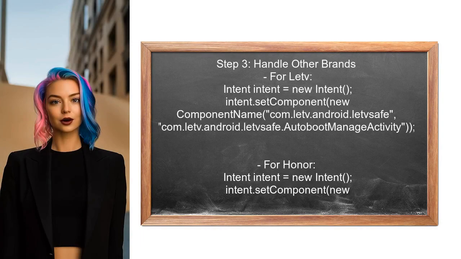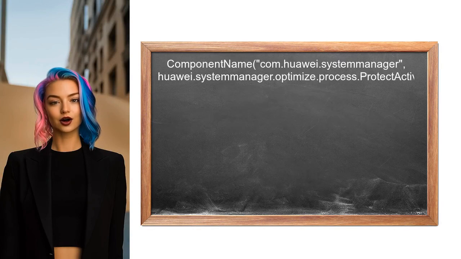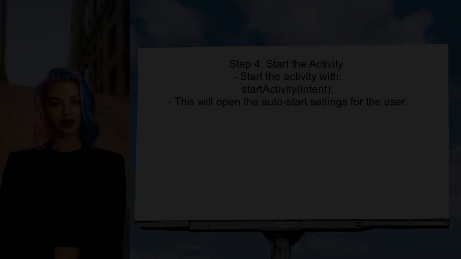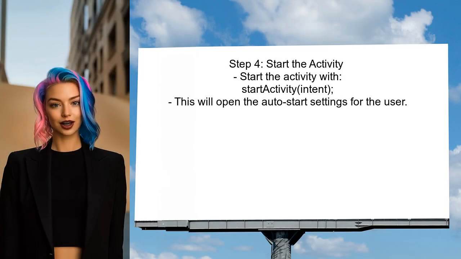For other brands like Letivi and Honor, the user should create similar intents. Each brand has its own activity that needs to be targeted to manage auto start permissions. Finally, the user should start the activity using the intent created for the specific brand. This will prompt the user to enable auto start permissions for the application.